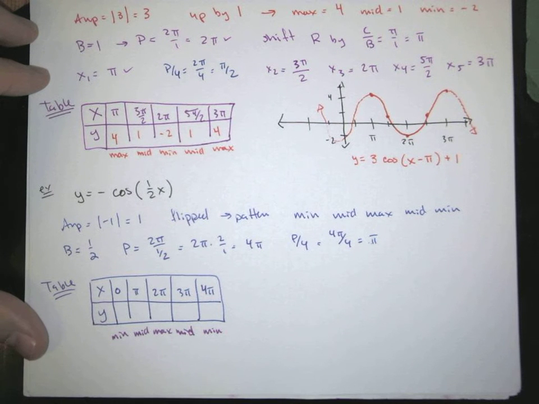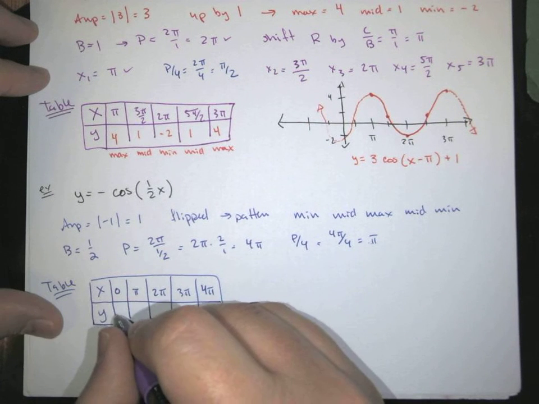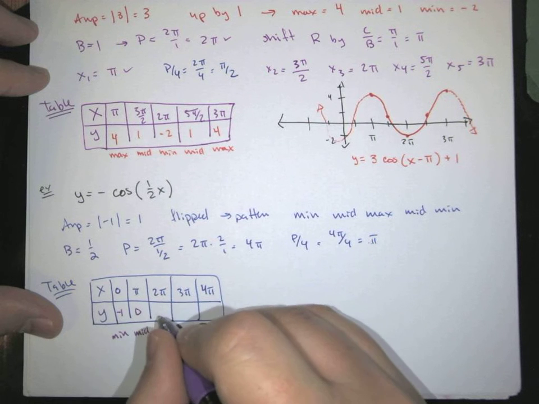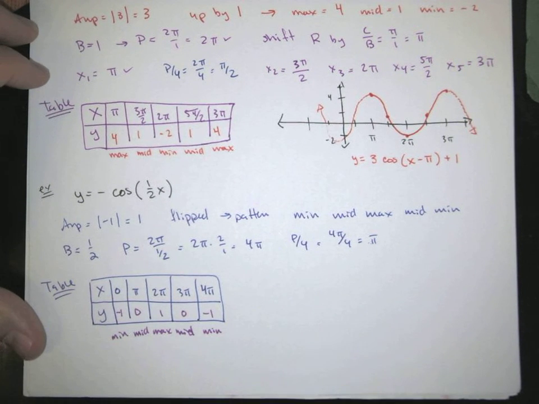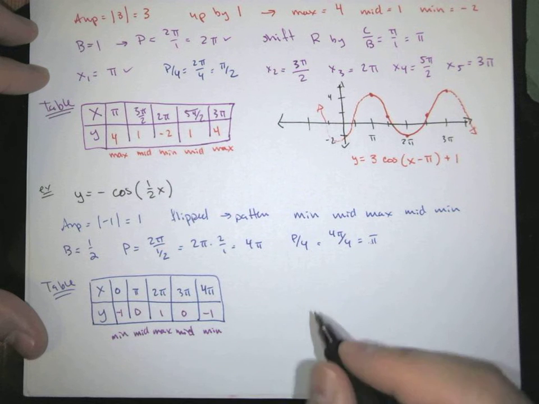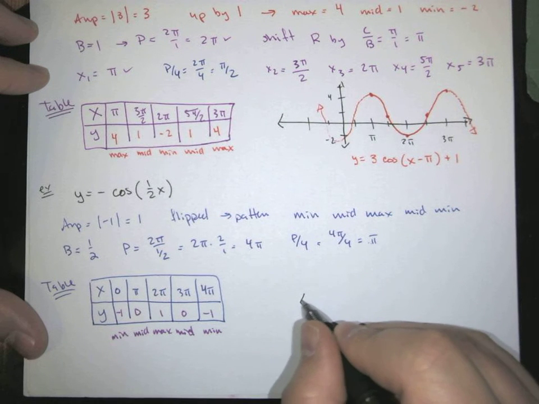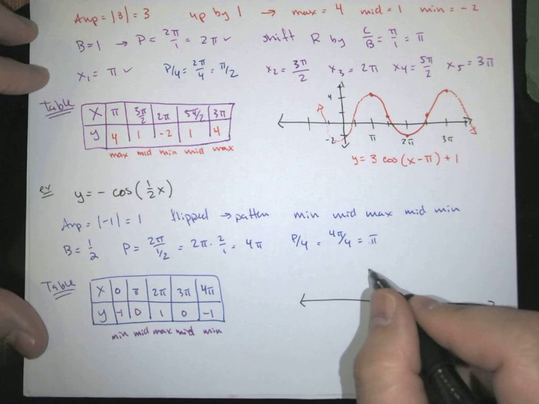What are these values? Plus minus 1, so my minimum -1, my middle is 0, my max is 1, my middle is 0, and my minimum is back at -1. So this is really just a flipped and sort of extended graph.